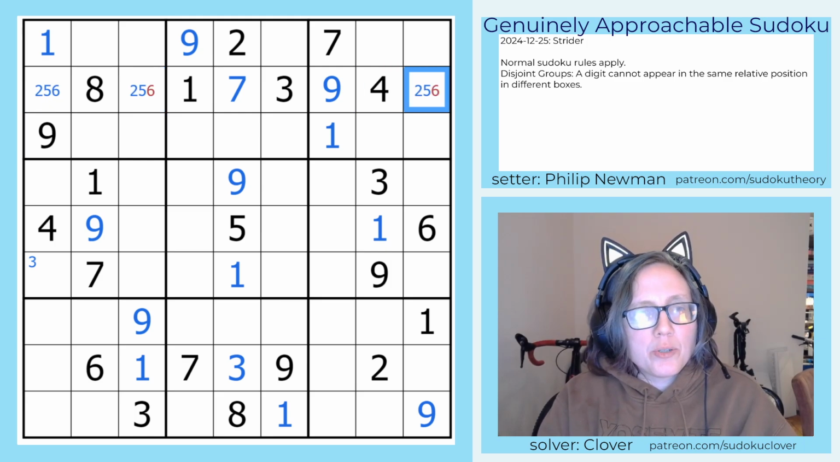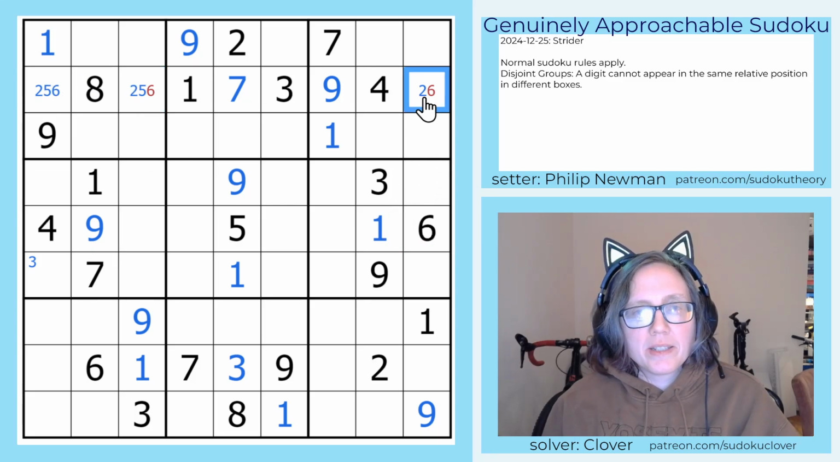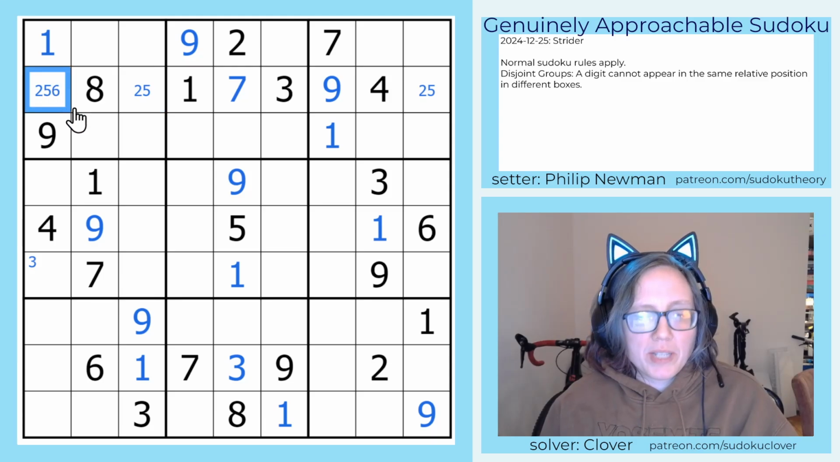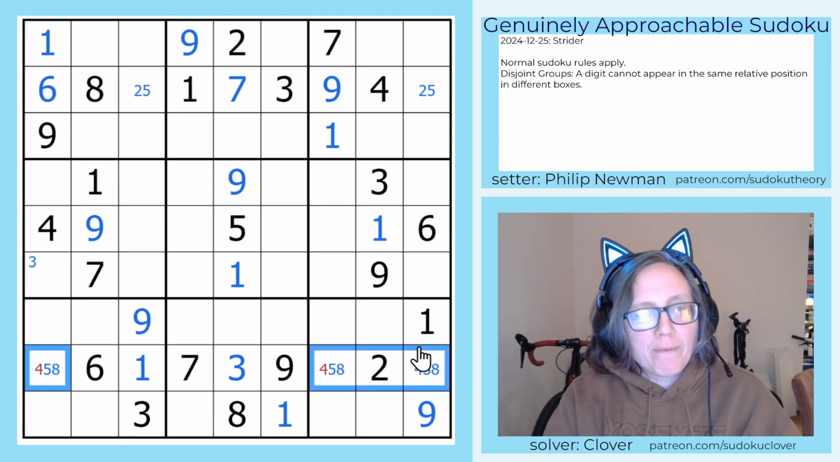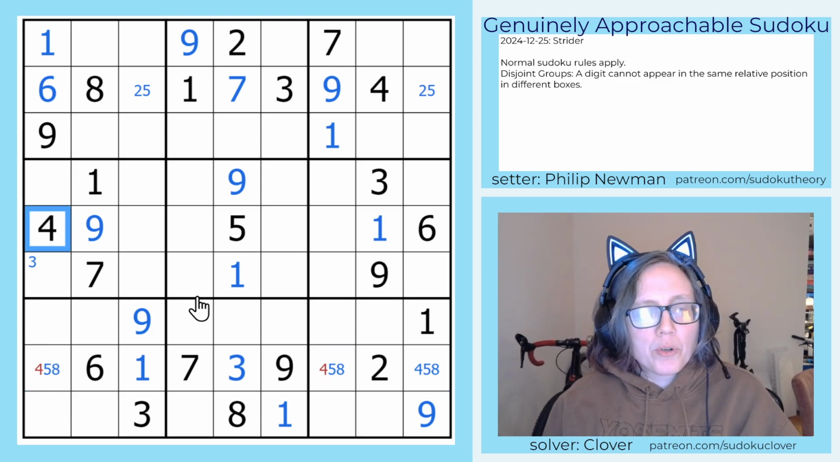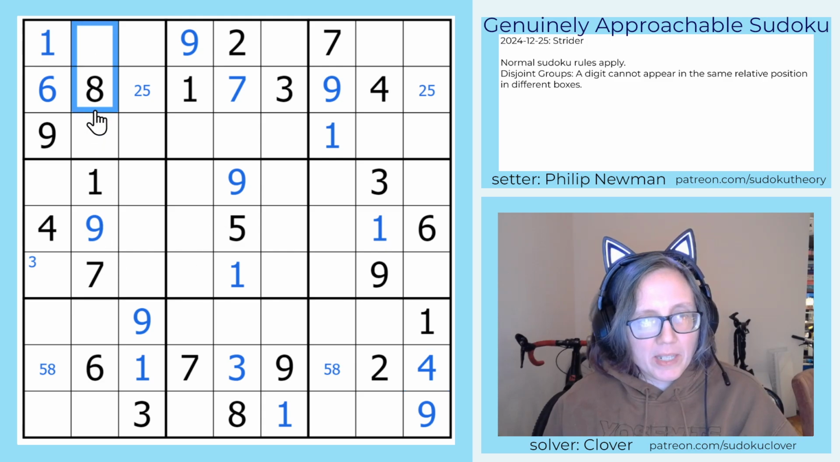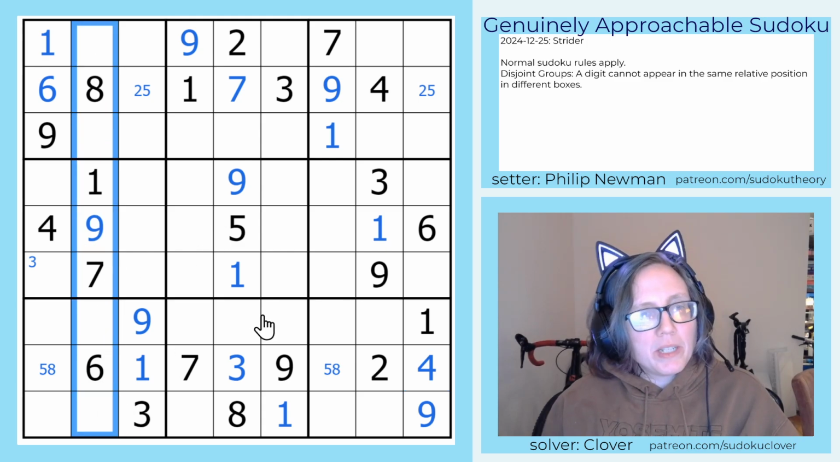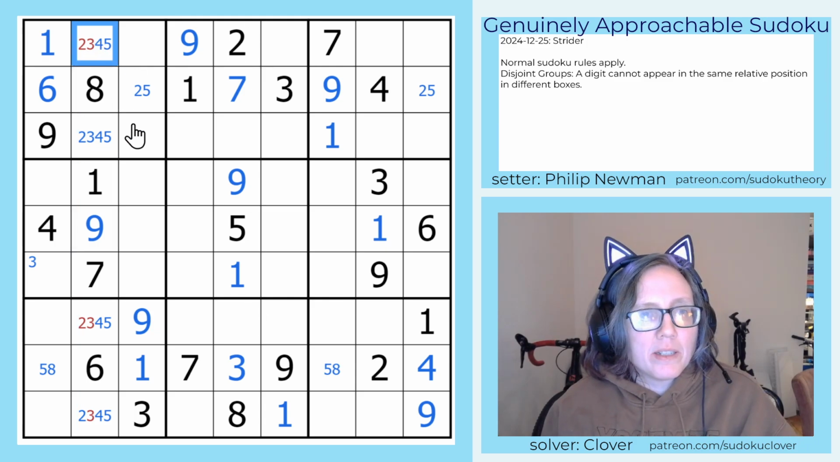That has to be 2, 5, 6. This can't be a 6 because there's a 6 right there, and also because this 6 is in the center right position, that rules out this 6 too, so that has to be a 6. And now symmetrically, these have to be 4, 5, 8. There's a 4 in the center left position, so 4 can't be in these two center left positions, so 4 has to be there.